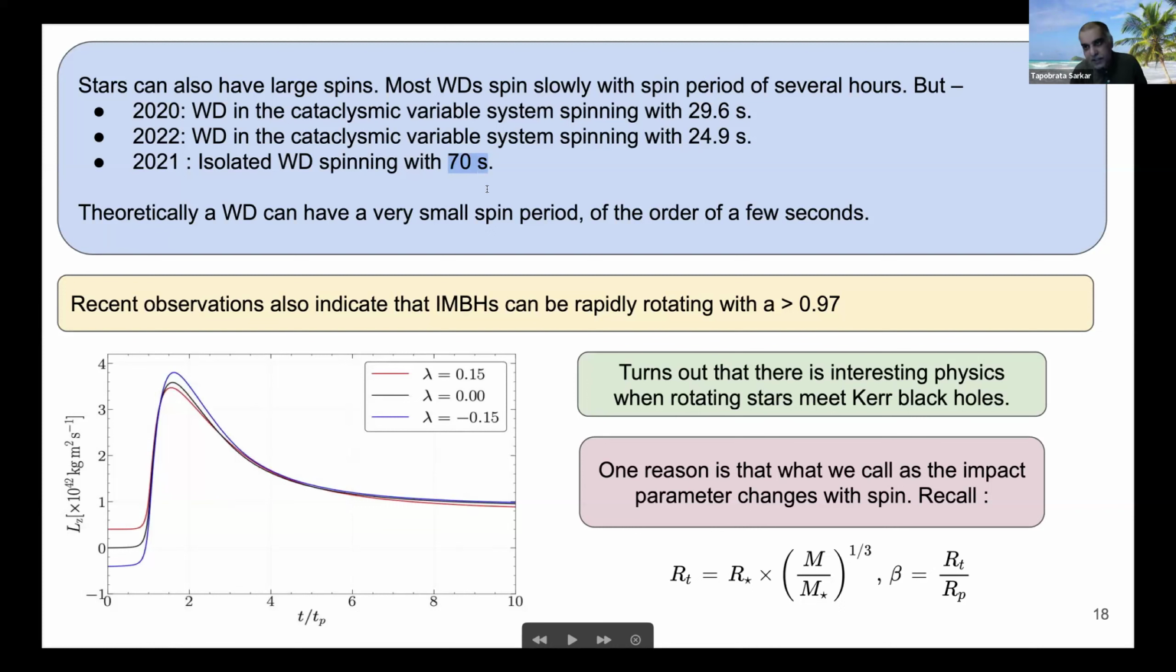In addition, I would couple this with the fact that recent observations indicate that intermediate mass black holes, this was something observed 2 years back, can also be very rapidly spinning, so that the dimensionless spin parameter is close to 1. It's close to extremely spinning. And it turns out that there is very interesting physics when rotating stars meet Kerr black holes, which is completely unexplored till now.